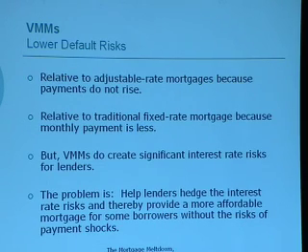VMMs lower default risk relative to adjustable rate mortgages because the payments don't rise, and relative to traditional fixed rate mortgages because monthly payments are less. But VMMs do create significant interest rate risk for the lenders. And the problem is, how do we help the lenders hedge the interest rate risk and thereby provide a more affordable mortgage for some borrowers without the risk of payment shocks?